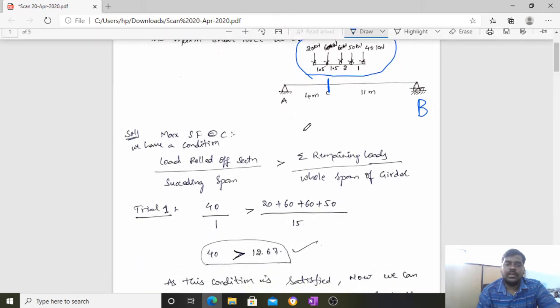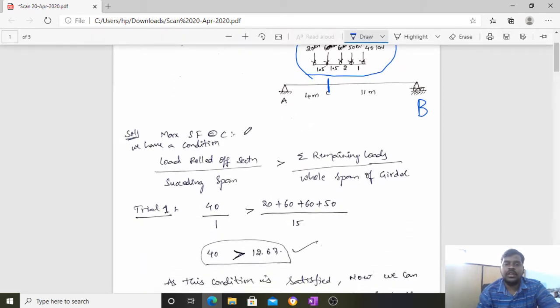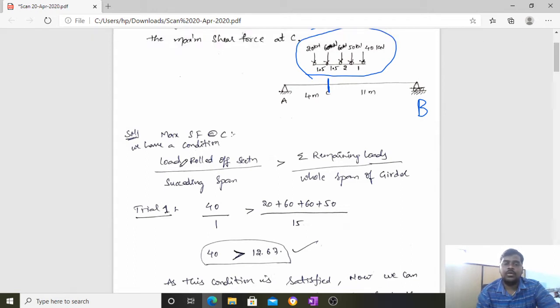So we have a condition to find the maximum shear force at any point, say C or B, whatever. That condition is: load rolled off section divided by succeeding span must be greater than the remaining loads divided by the whole span of girder. So first the 40 kilonewton load will roll off that section. That means it will cross that section C. So that is 40, and the succeeding span, that means the 40 kilonewton load and the next load, this is called the succeeding span, that is 1 meter.